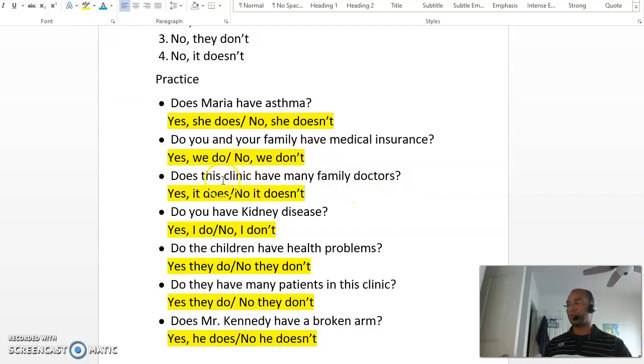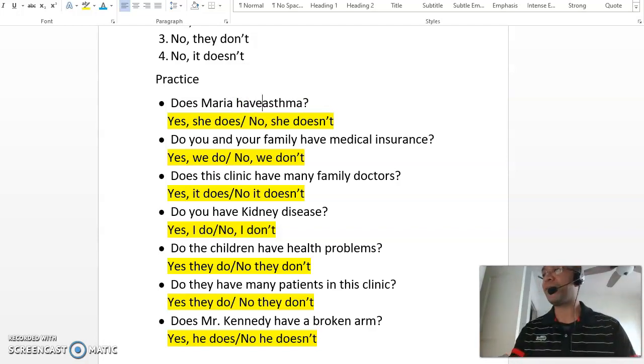Okay, so to review, remember when we use "does", you're referring to he, she, or it. And when you're using "does" and the verb to have, you do not have to conjugate the verb. The form "has" will not be correct. So for example, if you have a question that says, "Does Maria have asthma?" and you see it like this, "Does Maria has asthma?" that would be wrong. This is no good. It's "Does Maria have asthma?"